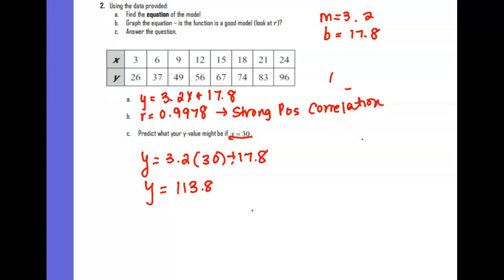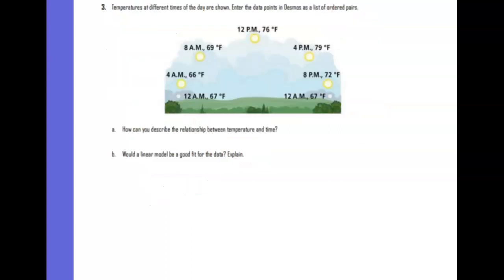All right, so now we're looking at a different scenario. Temperatures at different times of the day are shown. Enter the data points in Desmos and list the ordered pairs. You can put these in, and your input would be the time of day, so you might have 12 a.m., 4 a.m., 8 a.m.